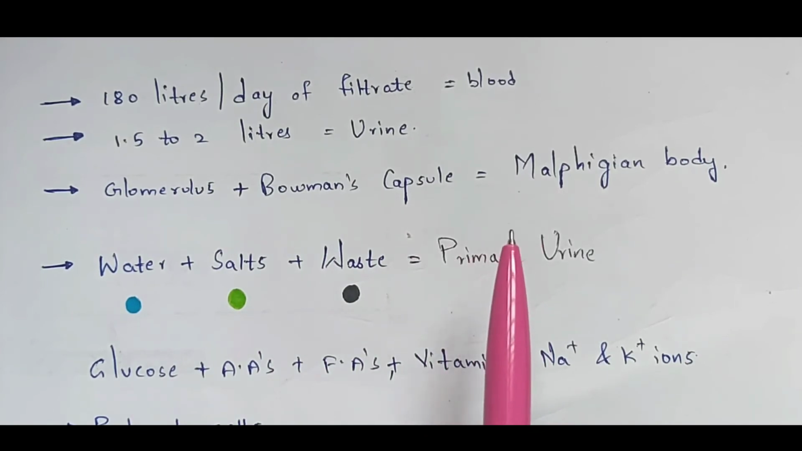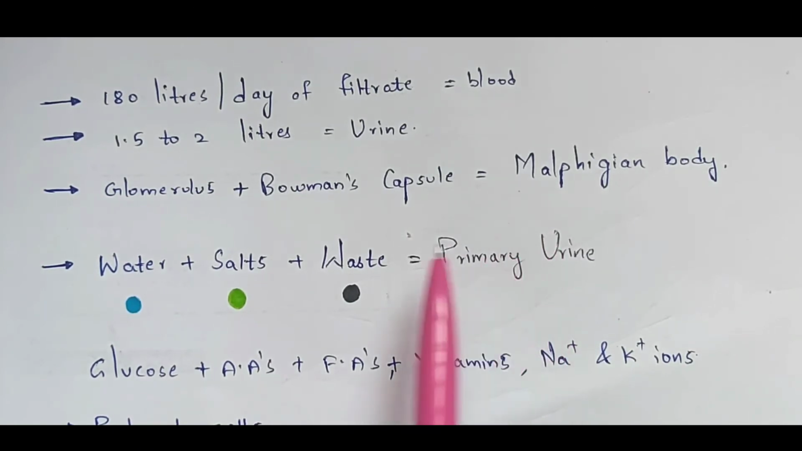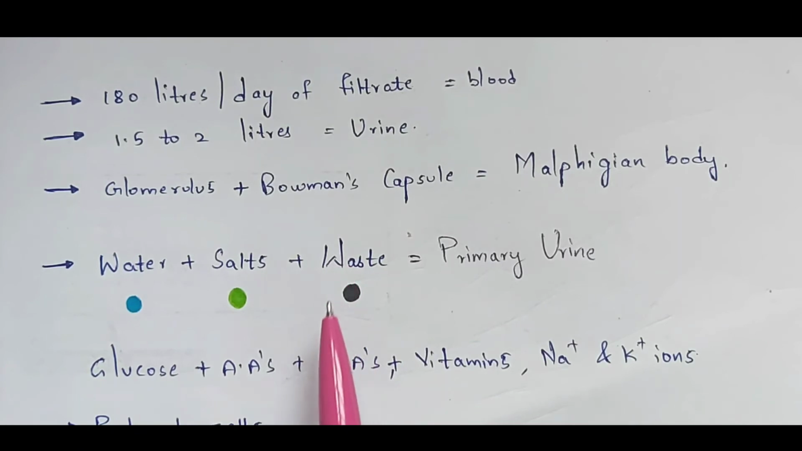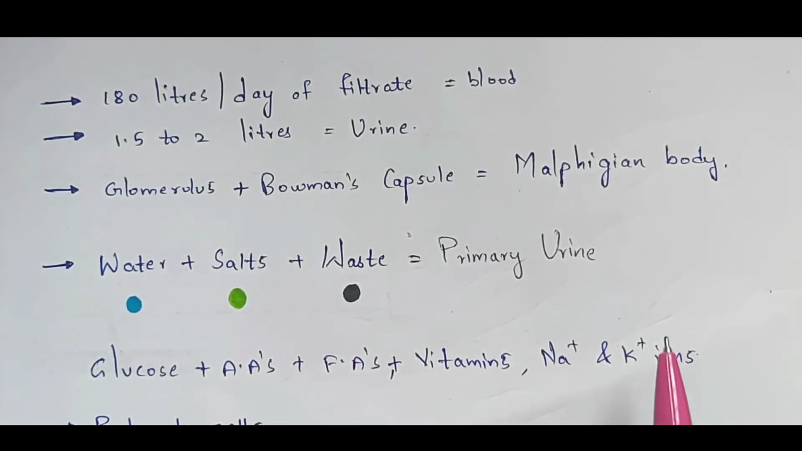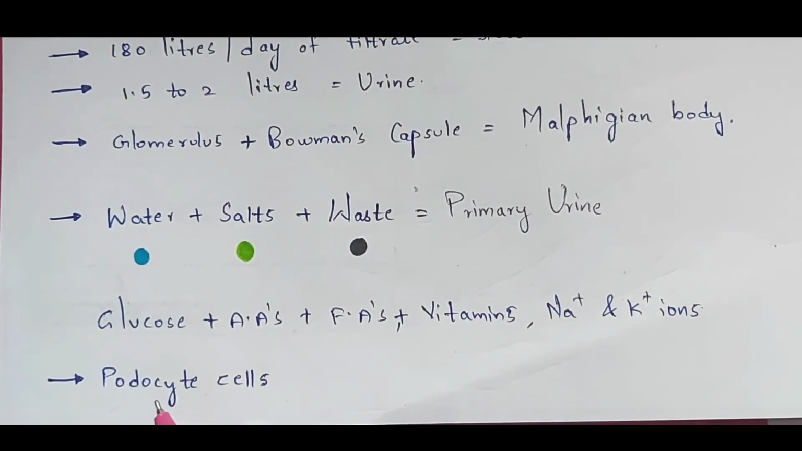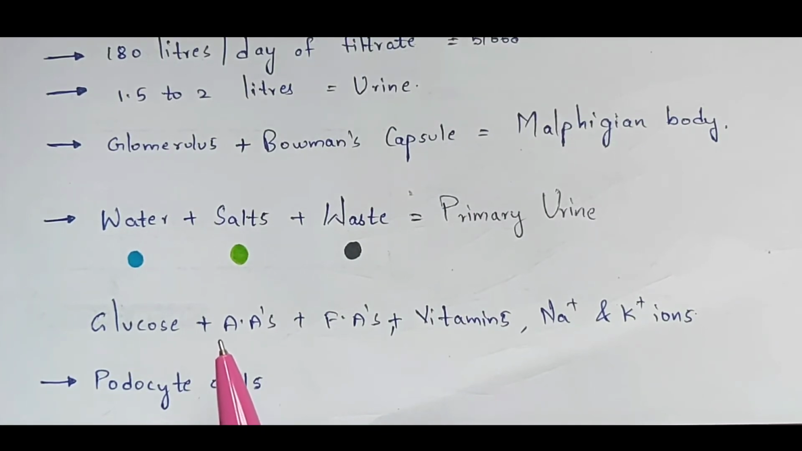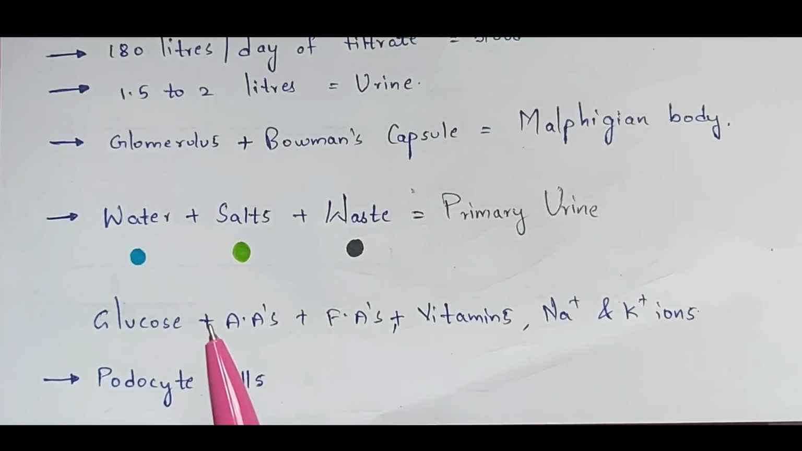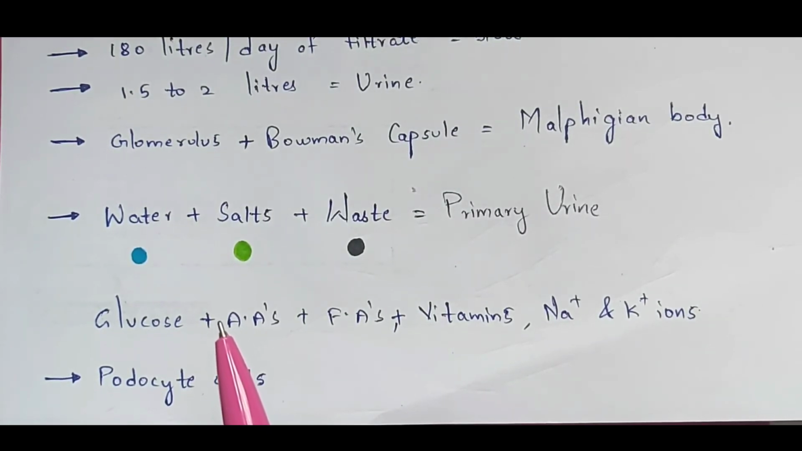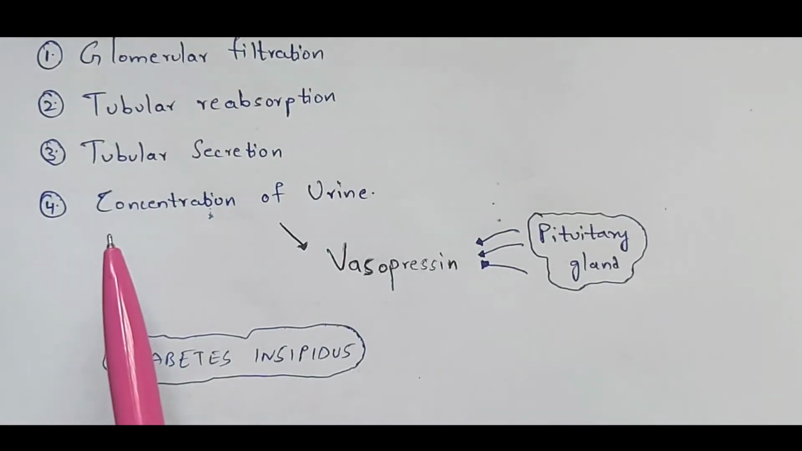So these are called primary urine, and once it moves towards the collecting duct, it is called secondary urine. So what we are excreting out is called secondary urine. These are the waste products, waste molecules. Coming to the good molecules, they are glucose, amino acids, fatty acids, vitamins, Na+ ions, K+ ions. Podocyte cells are very important to remember. Podocyte cells are mainly present at the bottom surface of the Bowman's capsule, and they play a major role in filtration, where the molecules get sent out to the proximal convoluted tubule from the glomerulus, right?